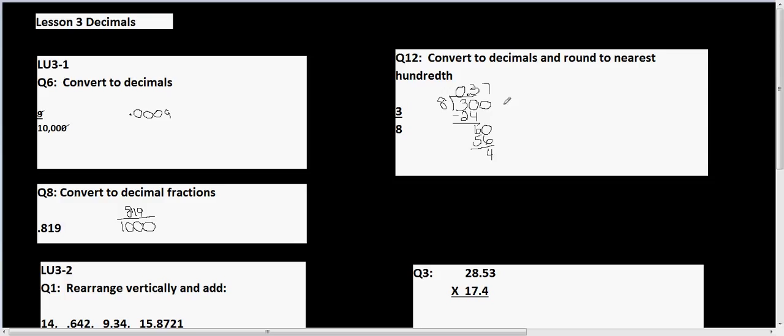All right, let's continue on. Add another 0 and drop it down. 8 goes into 40, lo and behold, 5 times. 5 times 8 is 40, and that brings us to a 0. So our solution for 3/8 in decimal form is 0.375. I'm asked in this case to round to the nearest hundredth. The hundredth position is right here. So our answer is 0.38.